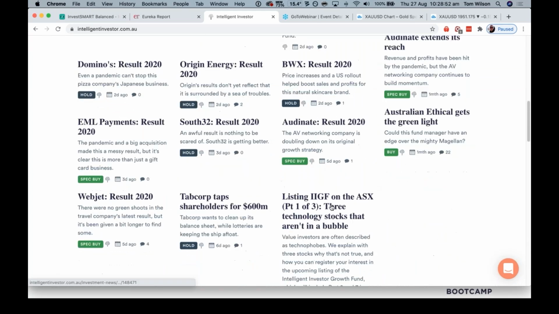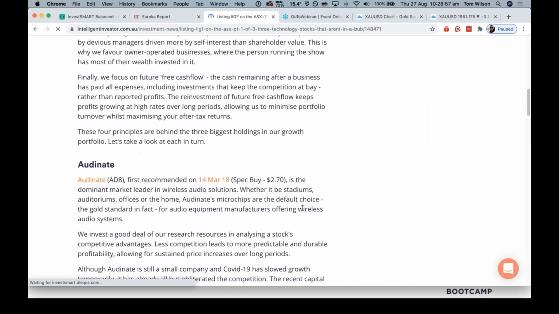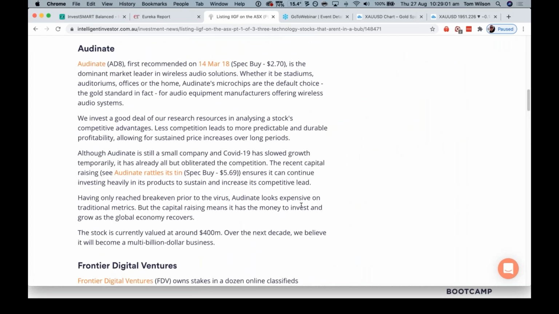So I'm going to go back to that listing part 1, and Nathan actually runs through some of the shares that they hold and their reasons for buying them as well. Audinate is a great example. They're talking about how they first recommended it on the 14th of March, and you can actually click on it and it will take you to that recommendation. All the recommendations are audited as well.